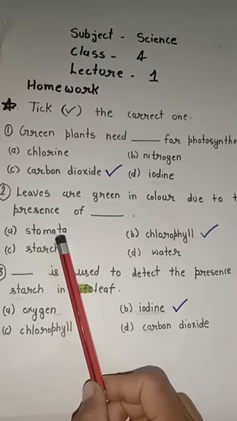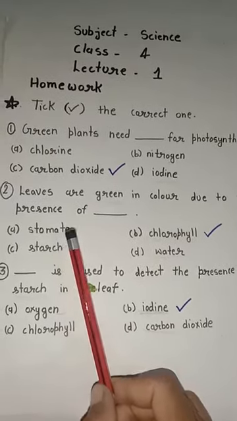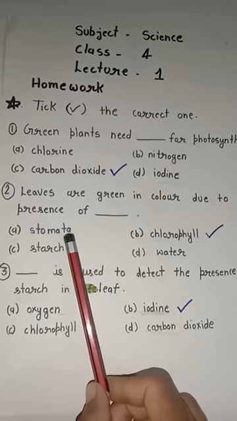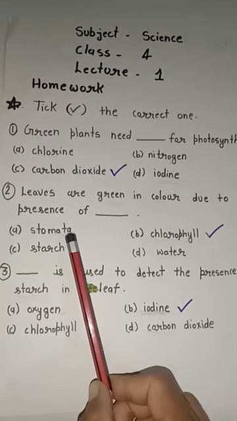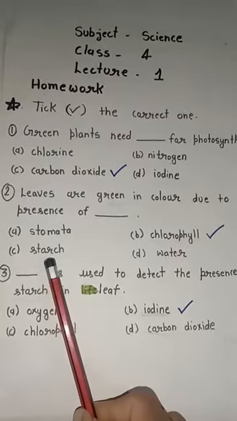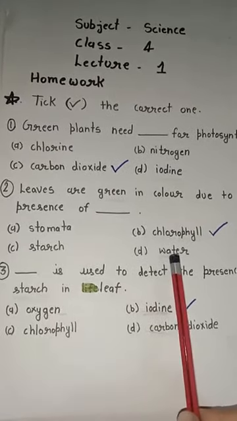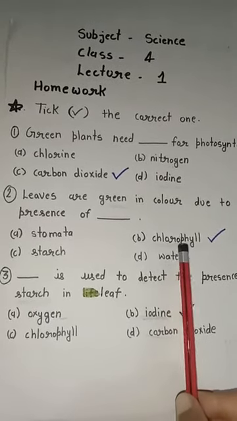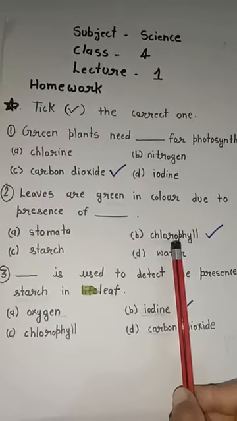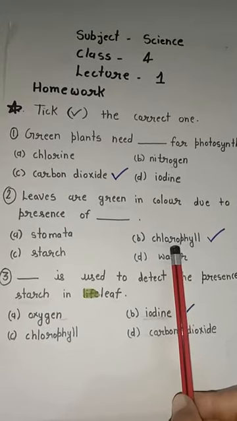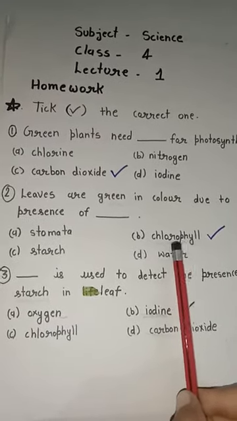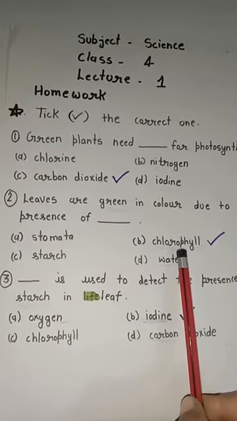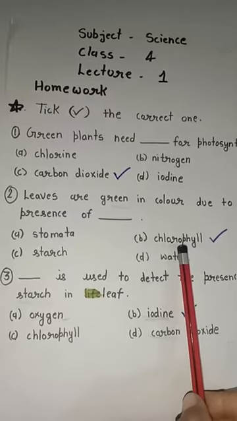Stomata, you know very well, it is used for breathing. It exchanges gases and they are tiny pores which are on the leaves. Starch is a food. Water is needed for photosynthesis. And chlorophyll, yeah, option B, chlorophyll is the correct answer because it is a green pigment that is present on the leaves. That's why leaves are green in color.